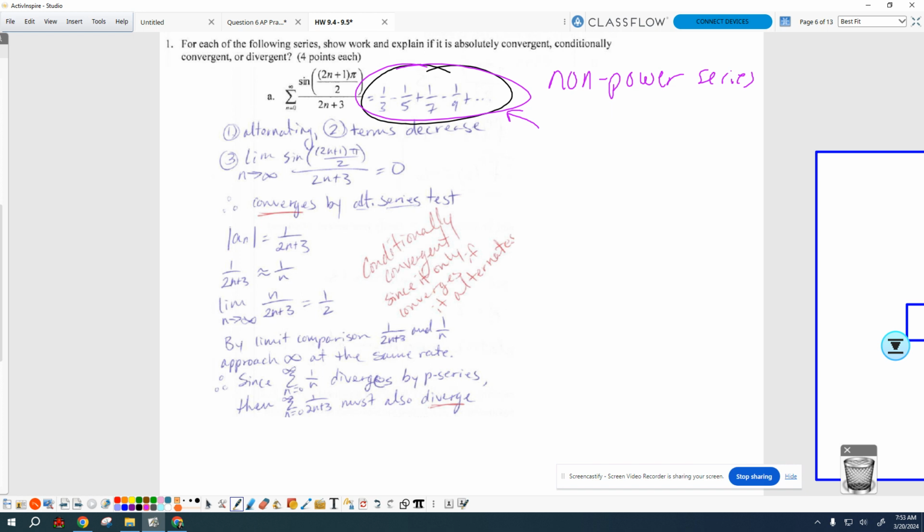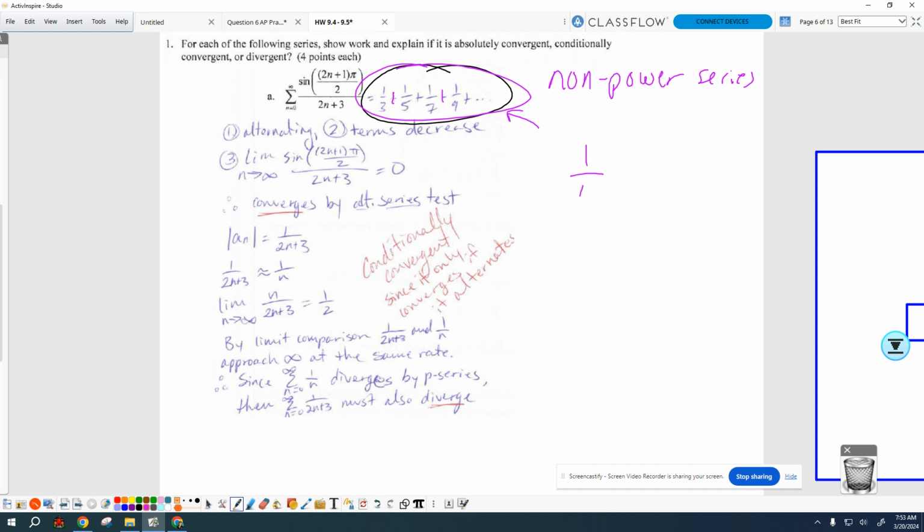Is it conditional or is it absolute? Well, if I did the absolute value, so made all these guys positives, now it does not pass the alternating series test. It's not 1 over n, but it's 1 over n plus 2 or something. That diverges by limit comparison and then p series. So that non-power series, there's no x's in it, I'm ignoring what I started with, but the string of numbers converges conditionally, not absolutely, because if I did the absolute value, it no longer works.